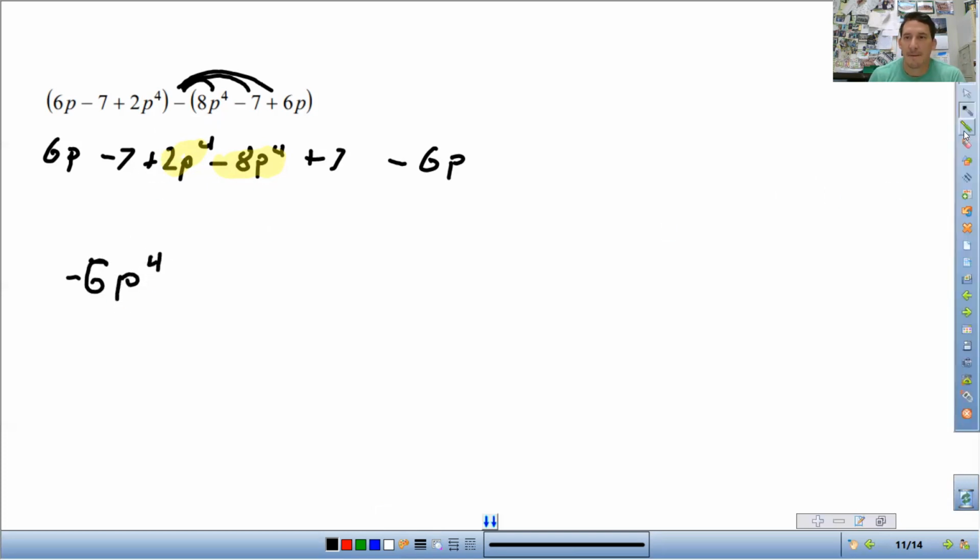All right. Next we have 6p and negative 6p. 6p minus 6p is just 0. So those just cancel out, so we can just ignore those. And then last, we have 7 and a negative 7. So again, that's just 0, so we can just cancel those out. So we get negative 6p to the 4th.